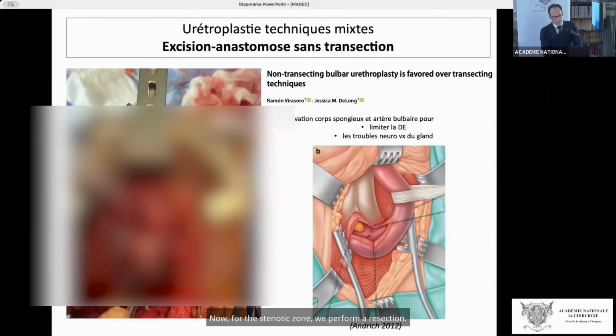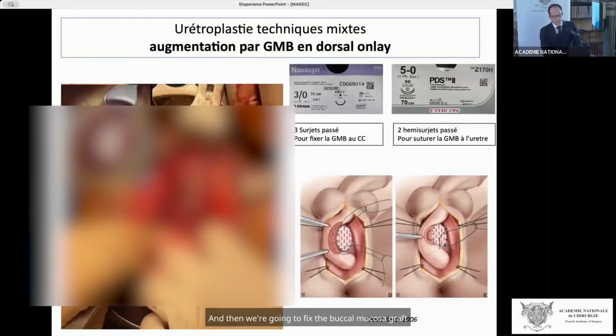Now, for the stenotic zone, we perform a resection. So we only resect the mucosa. Here, we've preserved the corpus spongiosum. So we resect the mucosa, then we'll perform a mucomucosal suture. And then we're going to fix the buccal mucosa graft right here onto the corpus cavernosum. And then we'll do 2 continuous sutures on either side.